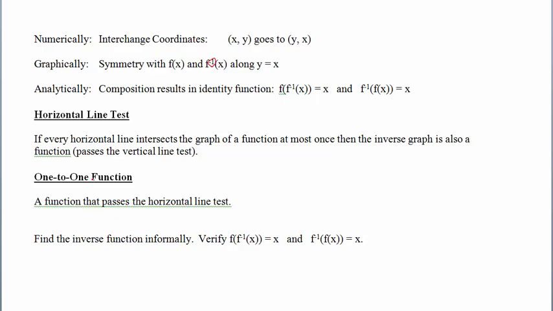Y equals x squared is not a one-to-one function because it fails the horizontal line test. But y equals x cubed does pass the horizontal line test, so the y equals x cubed graph is a one-to-one function, meaning its inverse is also a function.